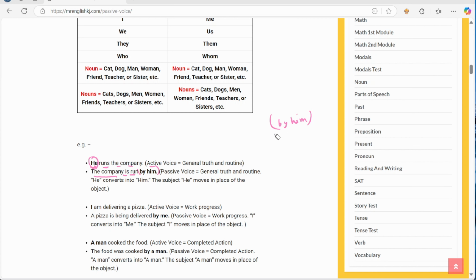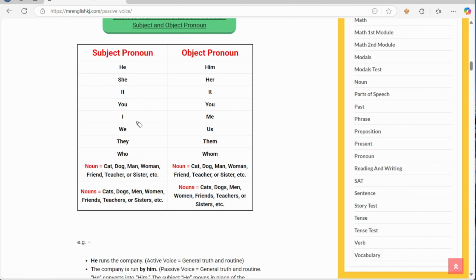How do we get that? The subject goes at the end and it becomes the object, which was him. And we add by. We do that all the time. But the difference in real life and in grammar books is, in grammar books you can find the subject in place of the object. But in real life you don't see that. You will see the company is run. That's it. So as you can see, he becomes him. Here it is in first position, important. Here it is in last position, least important. That's how we make passive.